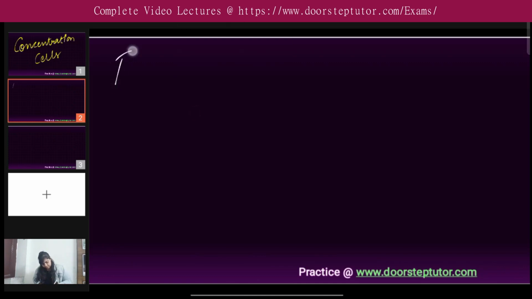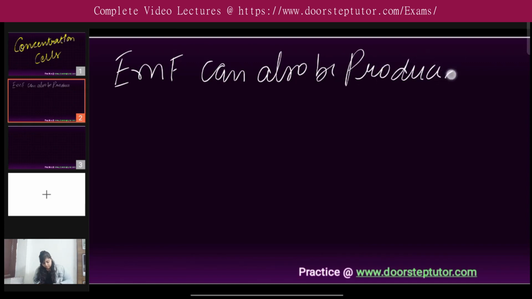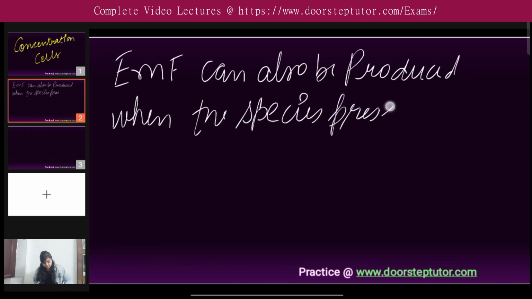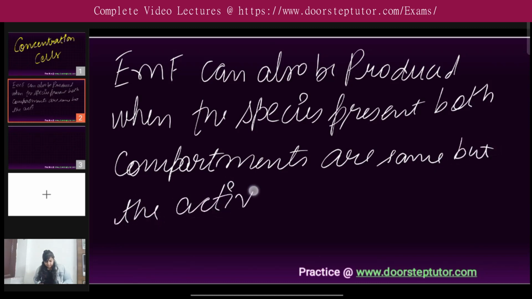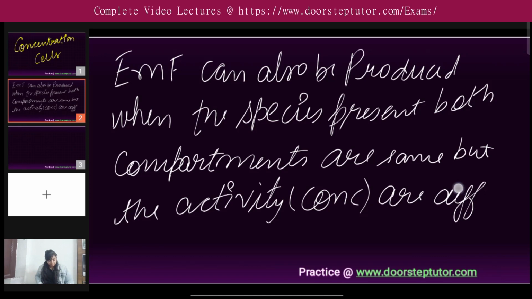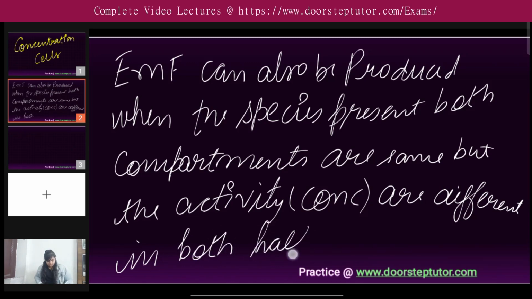Okay, so let us write about this a bit. This EMF can also be produced when the species present in both the compartments are the same, but the activity, or we can call it the concentration, because for dilute solutions the gamma factor is equal to unity, so the concentration is equal to the activity only. So the activity or the concentration is different in both compartments, or both half cells, you can also call them.